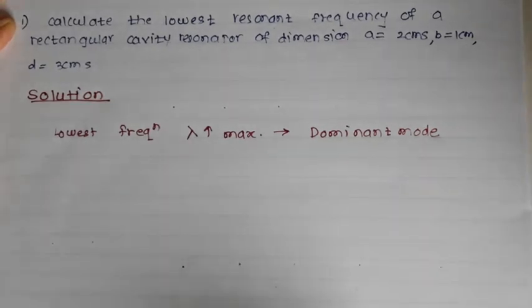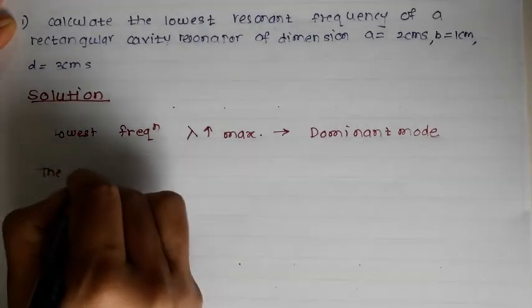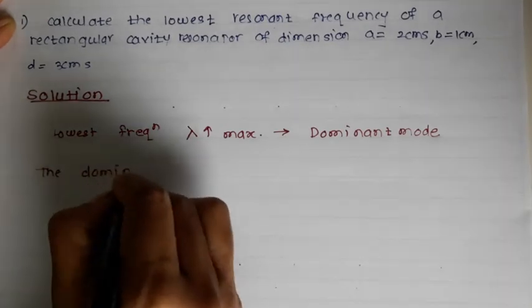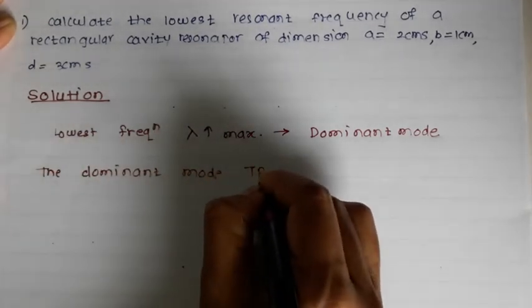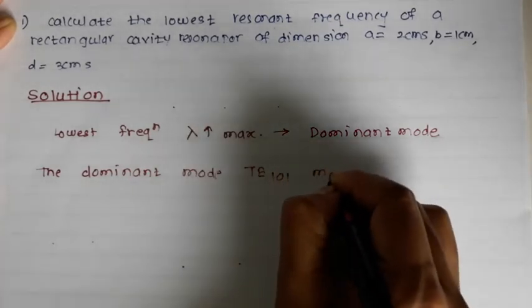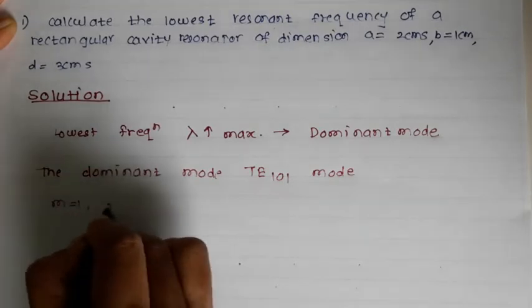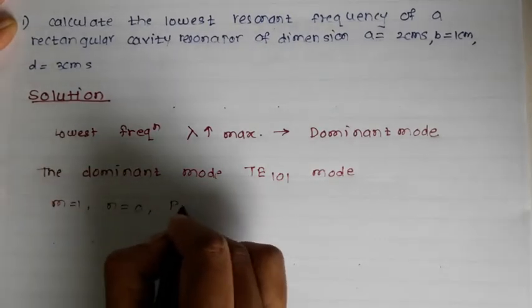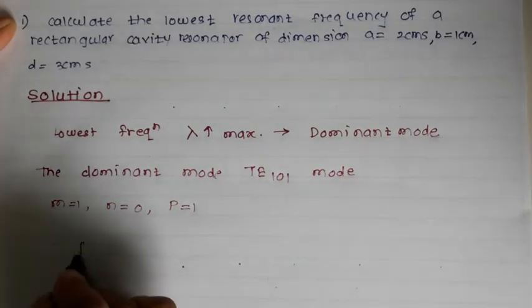Now whenever we are talking about the rectangular cavity resonator, the dominant mode will be the TE101 mode, where M is equal to 1, N is equal to 0 and P is equal to 1. Now let us calculate the resonant frequency for this mode.